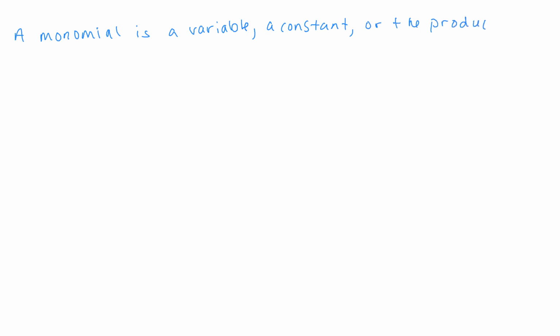So let's start first with a monomial. So a monomial is a variable, a constant, or the product of a variable and a constant.